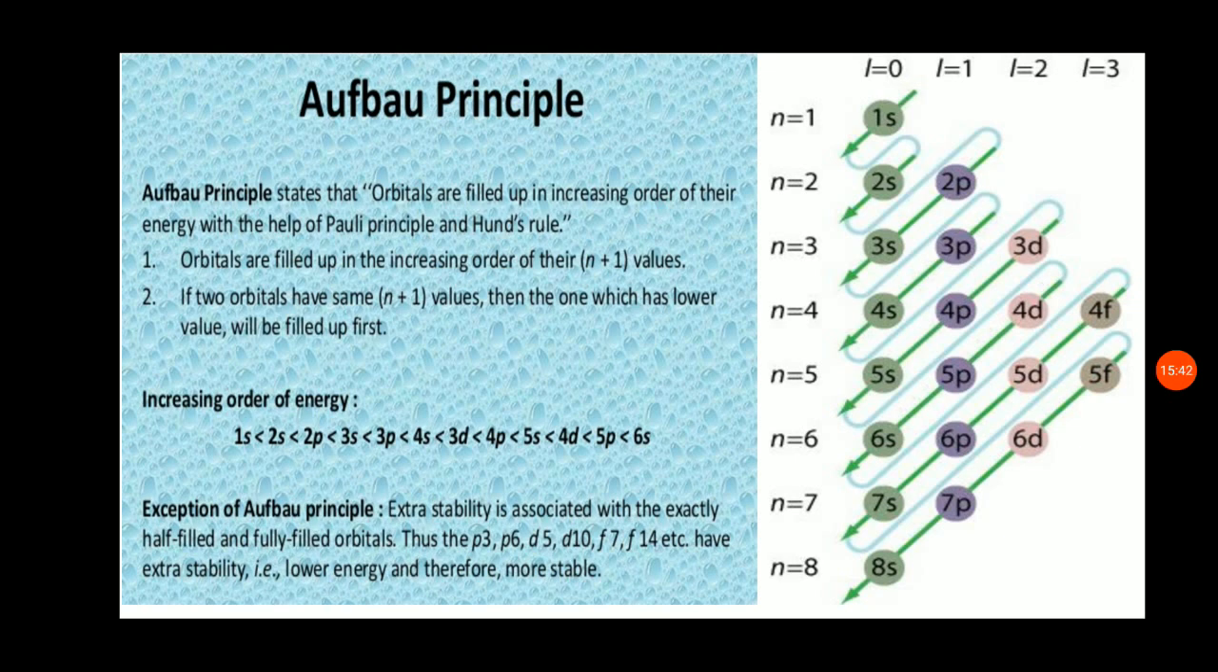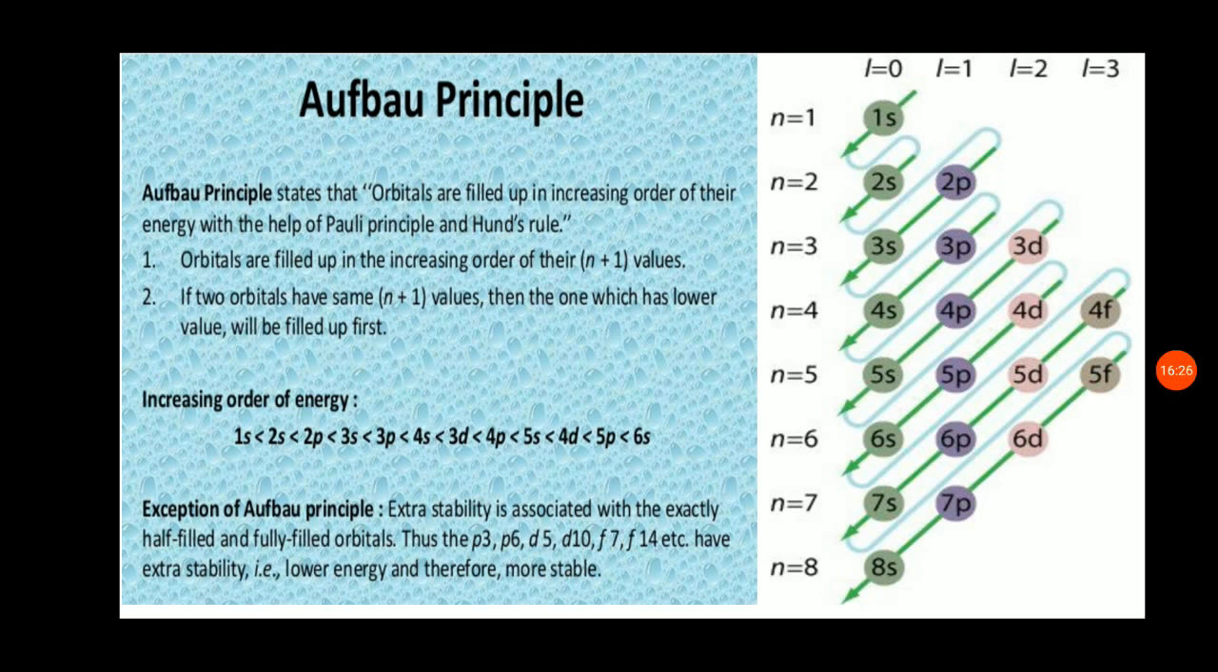The first rule: orbitals are filled in the increasing order of their n plus l value. n means the principal quantum number, l means the azimuthal quantum number. The second rule: if two orbitals have the same n plus l value, then the one which has the lower n value will be filled first. The increasing order of energy level is 1s less than 2s less than 2p less than 3s, etc.